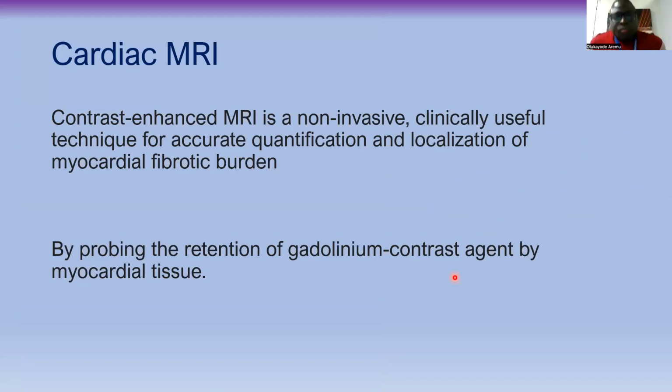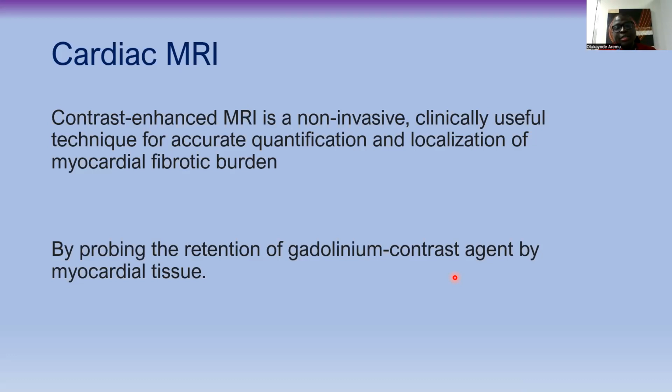Okay, now there is cardiovascular magnetic resonance imaging. And if I just zoom in on contrast enhanced MRI now, it is a non-invasive, clinically useful technique, which is accurate for quantification and localization of the fibrosis, or the myocardial fibrotic burden that we have been mentioning before in that image. Okay, and this it does by probing the retention of gadolinium contrast agent by myocardial tissue.